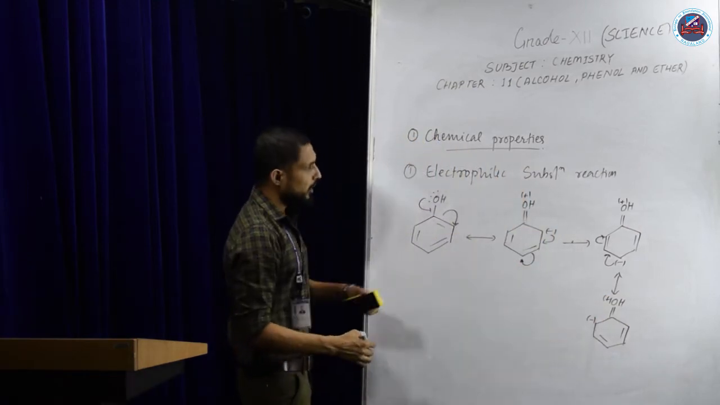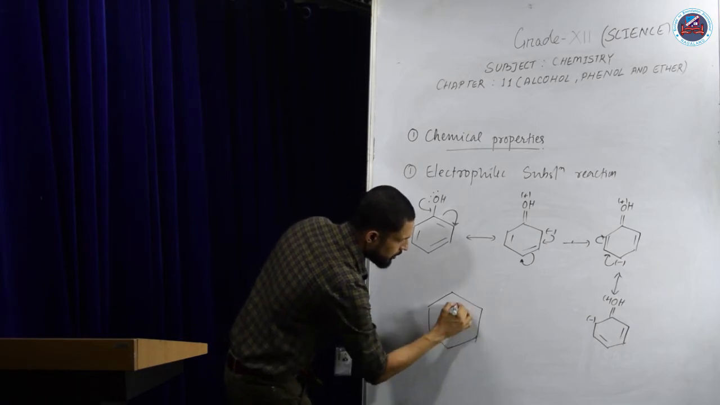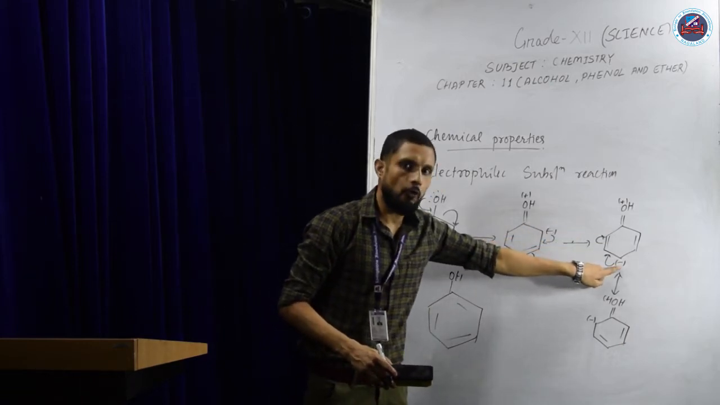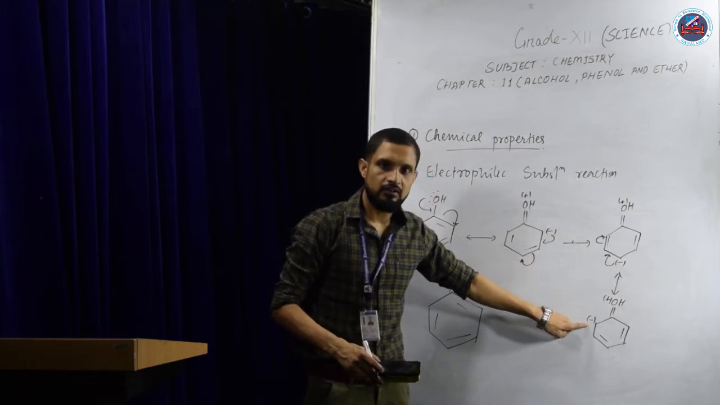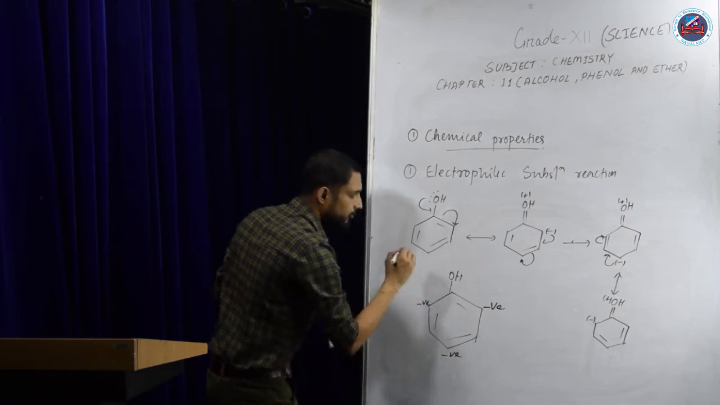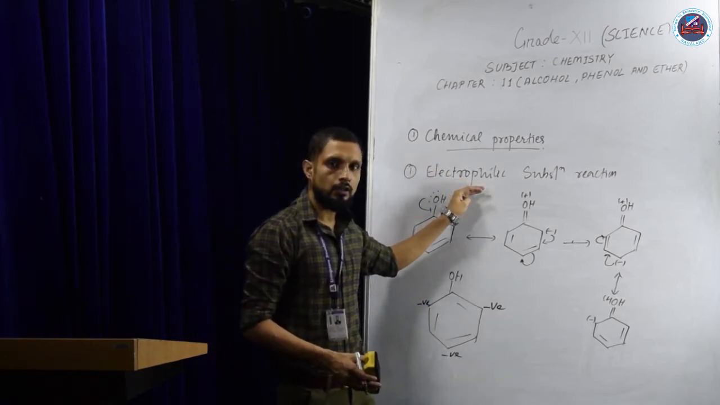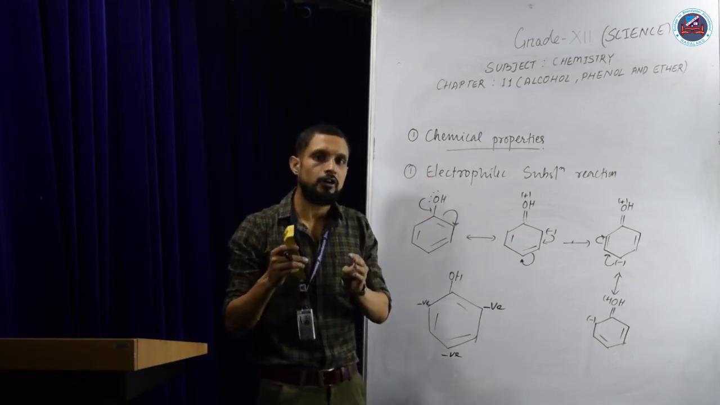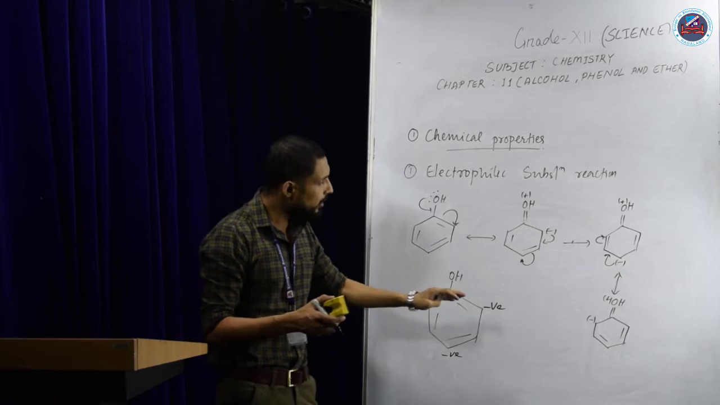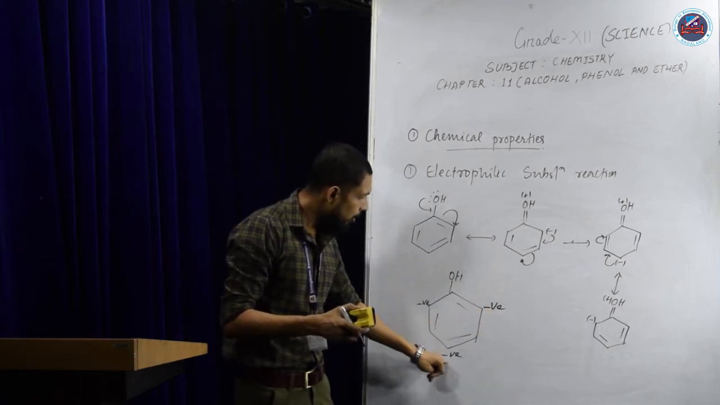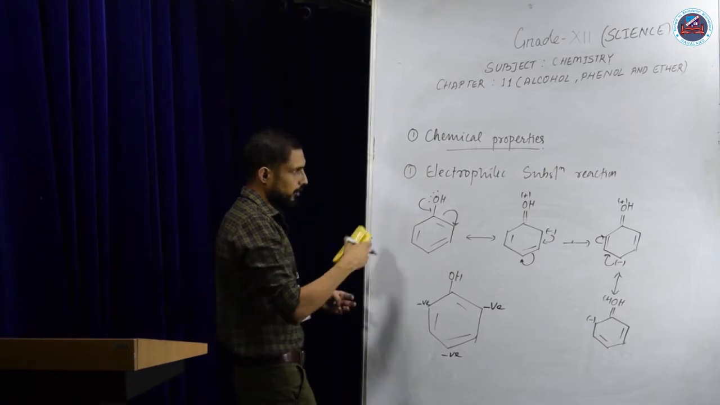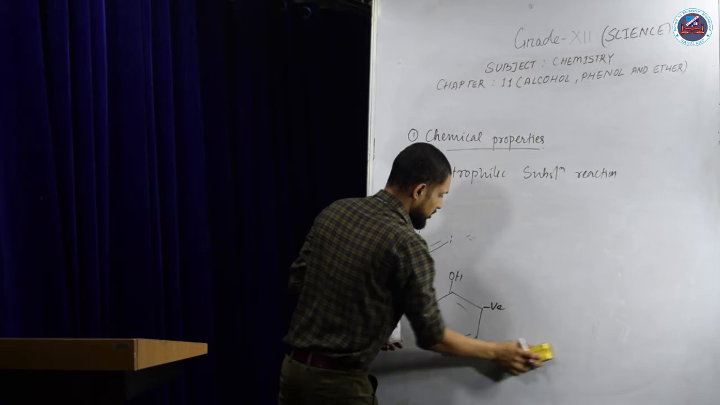Now, from the resonance, you can see carbon 2, carbon 4 and carbon 6 are negatively charged. Carbon 2 is negative, carbon 4 is negative, carbon 6 is negative. Now, if there is an electrophile, the electrophile will always prefer to attack the carbons which are negatively charged. So the electrophilic substitution will take place at carbon 2, 4 and 6 depending on the type of reagent we use. So let us see electrophilic substitution reaction with suitable examples.